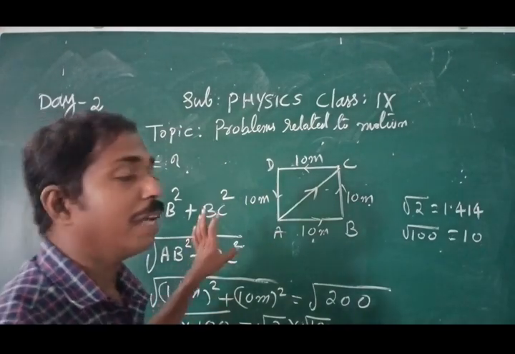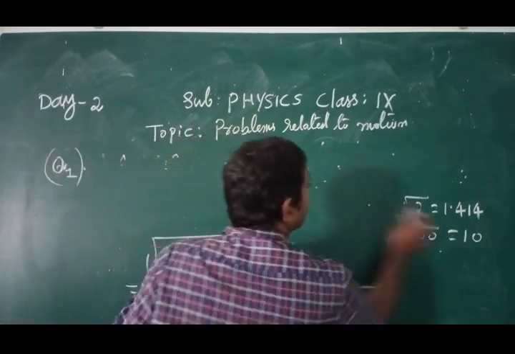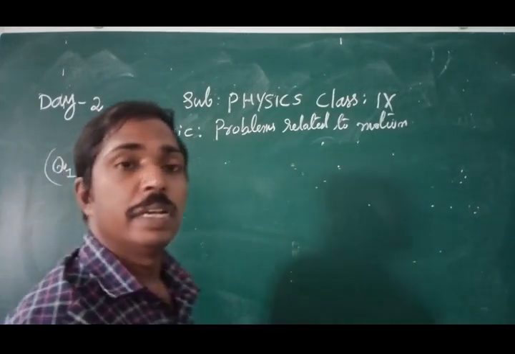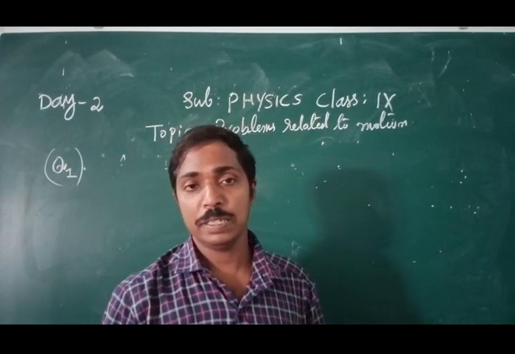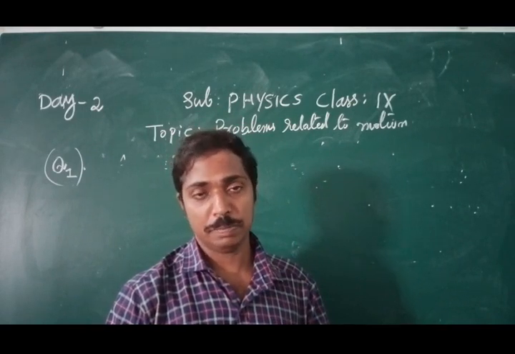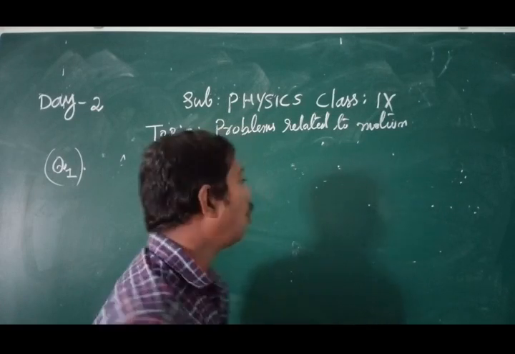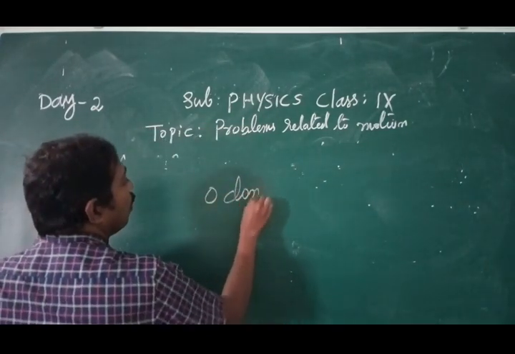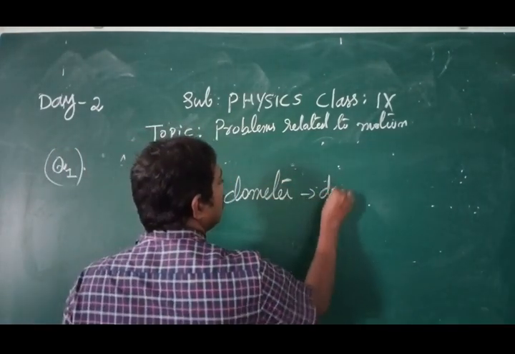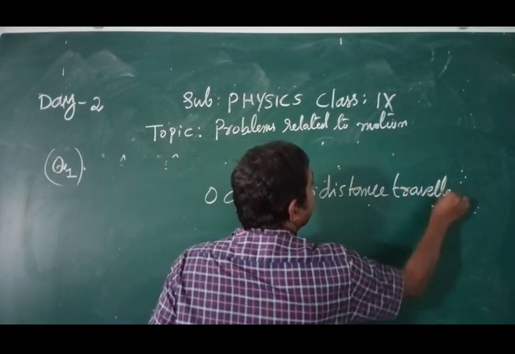This is the problem I am teaching today. Additionally, I am going to explain one more thing. Dear children, in all vehicles there is a device fitted to find the distance travelled. That is the odometer. The odometer is a device which shows distance travelled. This is an important question.